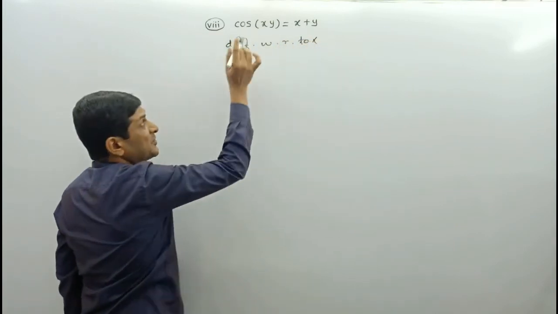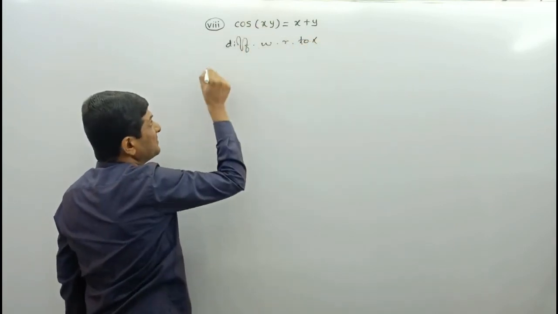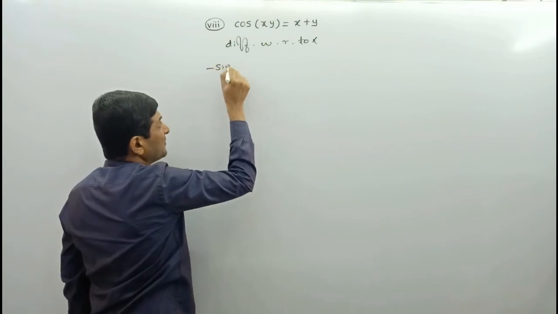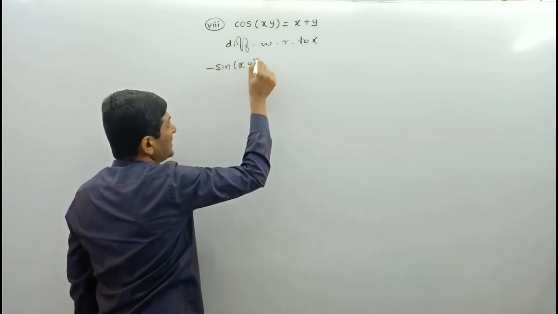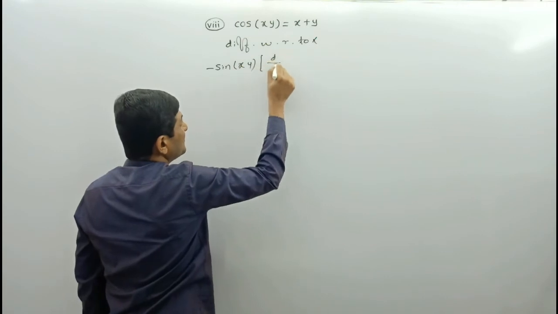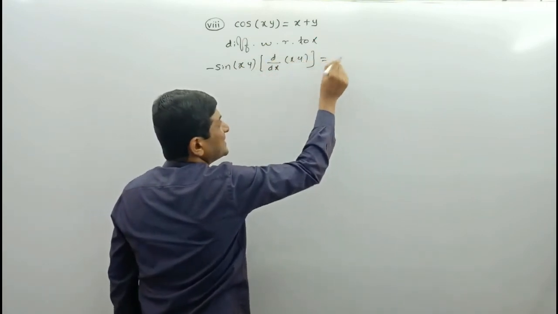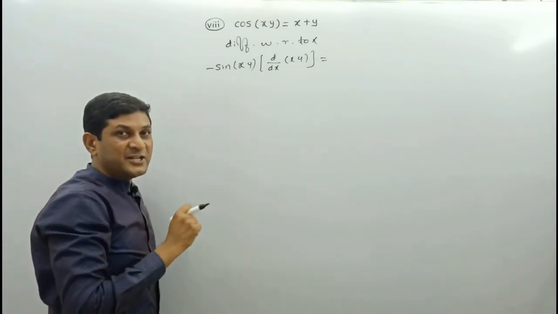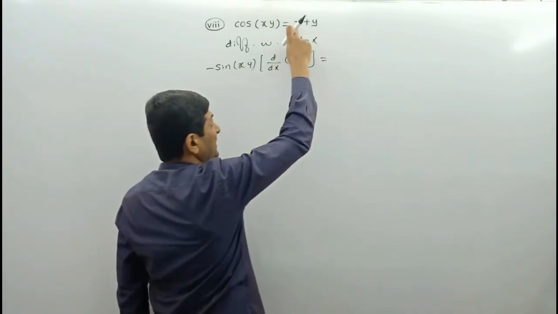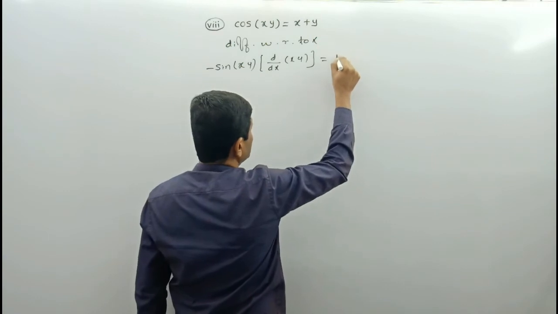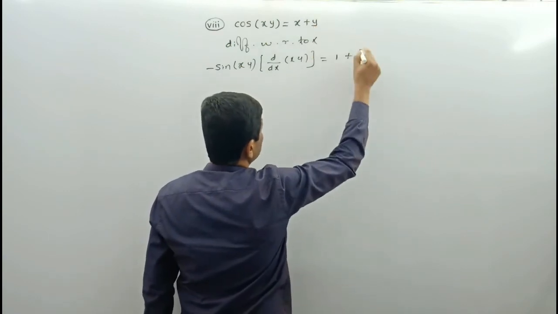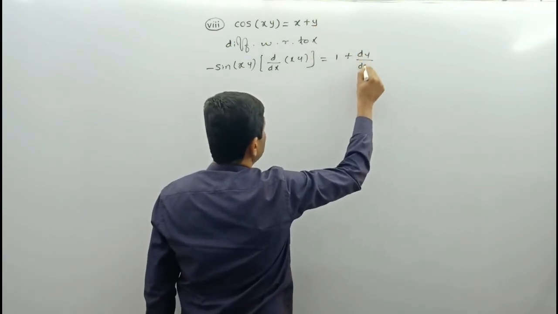So the derivative of cos f(x) will be equal to minus sine f(x), here f(x) is xy, into the derivative of f(x). f(x) is what? xy. On this side, apply the addition rule to find the differentiation. First find the derivative of x. The derivative of x is 1 and the derivative of y with respect to x is dy upon dx.